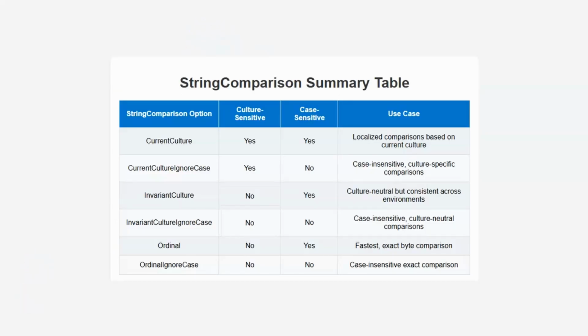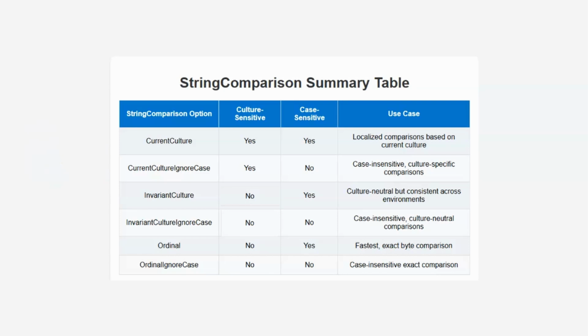The string comparison enumeration in C# provides various options for comparing strings based on the culture, case sensitivity, and the sorting rules. You can pause the screen and take a look at the options. I will quickly discuss them. The current culture compares the strings using the current culture rules, which are based on the culture settings of the environment, and these are typically the language and the region settings. And this is actually case sensitive.